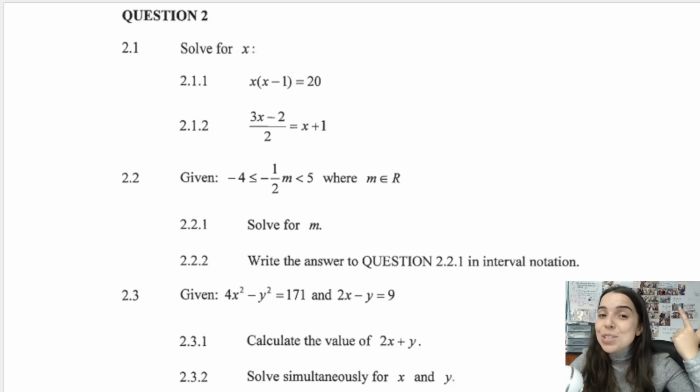Moving on to some solving. Now remember, when we solve for x, we want to get x alone. Your equation might have 2 solutions if it's a quadratic equation. And please remember to do inverse operations. So let's jump right in.